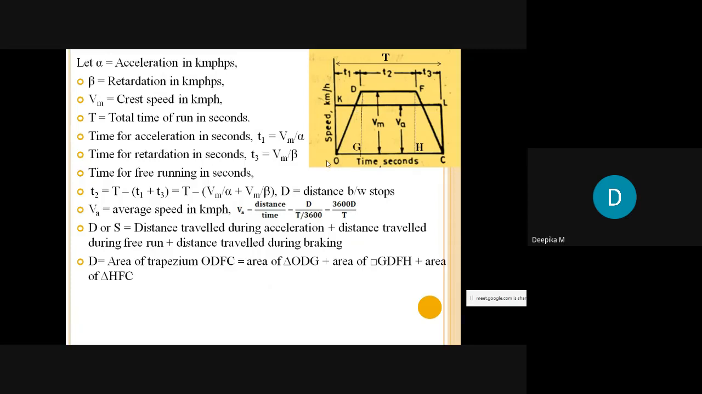One is two right angle triangles. You can see this is one right angle triangle, and this is one right angle triangle, and this is nothing but the rectangle. So therefore I can reduce this trapezium into three geometrical figures. So one is the area of ODG. So what is the area ODG?